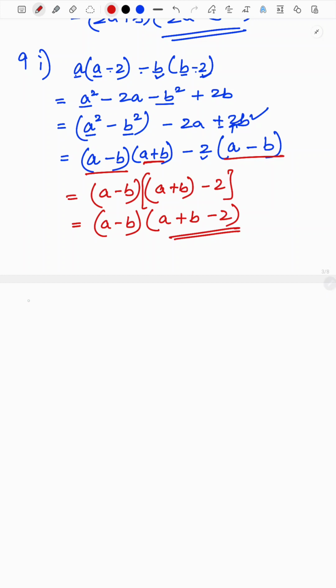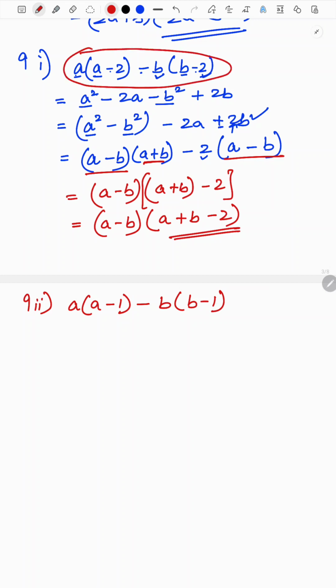So question number 9(2) looks like this. It is again very much similar to 9(1), that is a minus 1 within bracket minus b minus 1. The question is very much similar to question number 9(1). In place of 2 here you have 1 here in question number 9(2). So I hope you will easily catch up how to solve this.